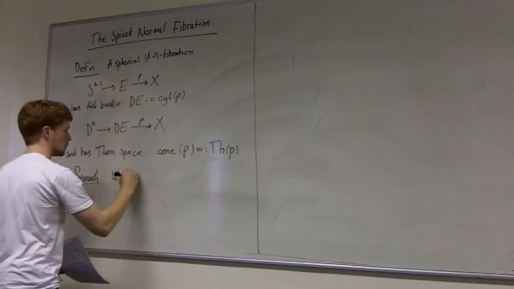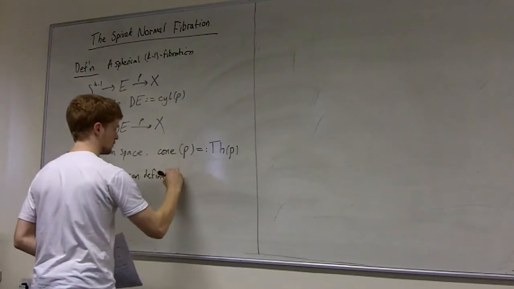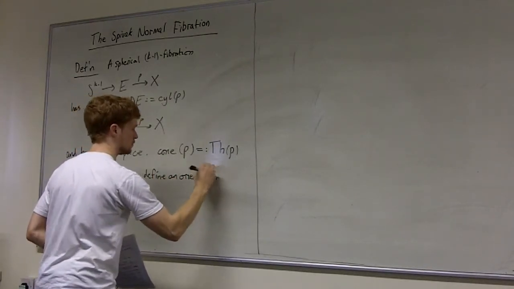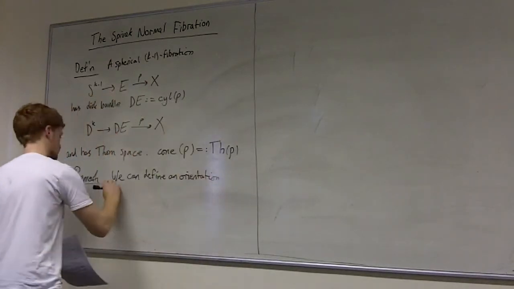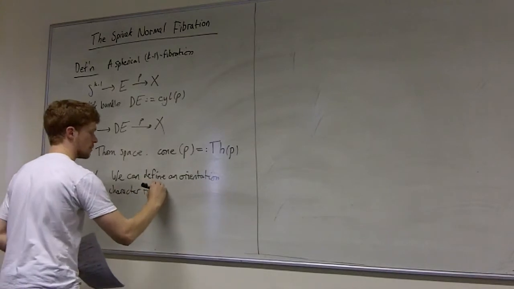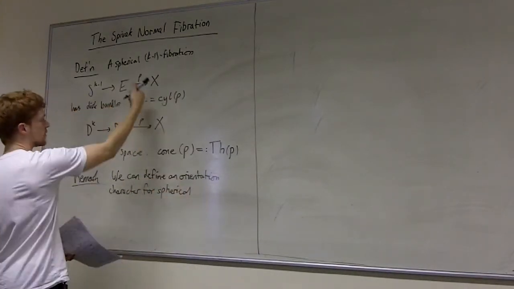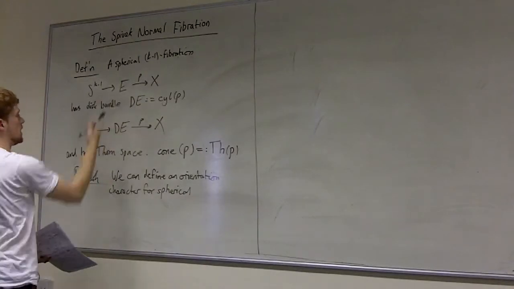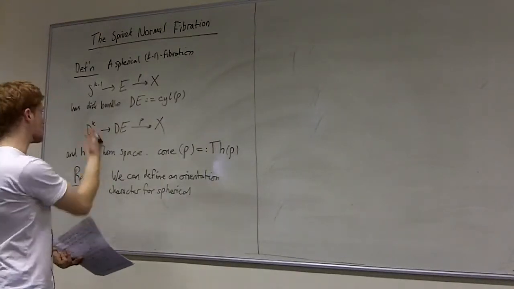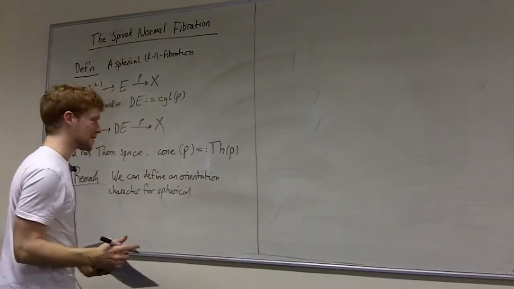so we can define an orientation character for a spherical fibration. So obviously we can get one for X, but the point is we can get one for E in a sensible way that kind of means something geometrically about the fibration. But I'm not going to go into that because I want to get quite a lot of stuff done.